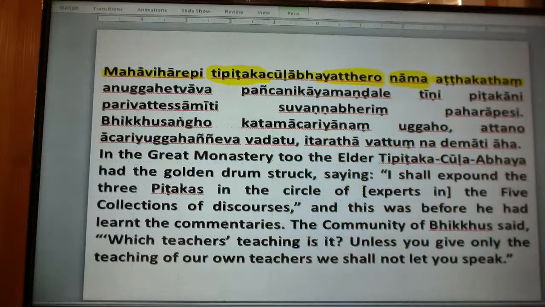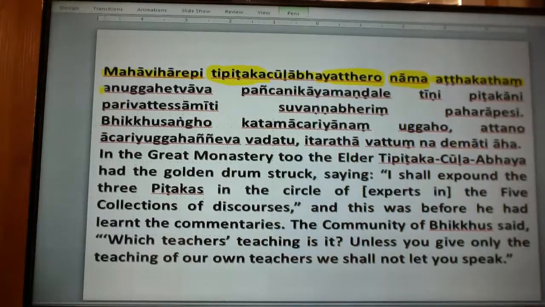We call it Athakatha. Atha means meaning. Katha means talking about the meaning of the original teaching of the Buddha. So it is very difficult to translate, isn't it? Athakatha.